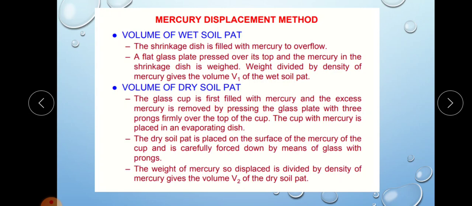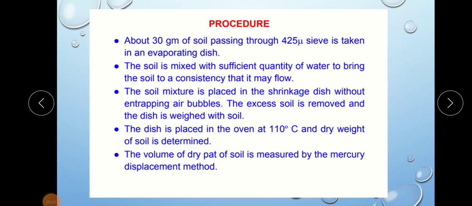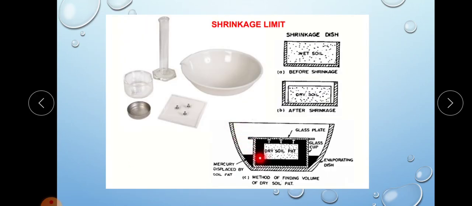So it is known as the dry soil pat, and for that a glass cup is first filled with mercury, and excess mercury is removed by pressing the glass plate with 3 prongs firmly over the top of the cup. Then the cup with mercury is placed in an evaporating dish. So this is the arrangement. This is the evaporating dish, and this glass cup is filled completely with mercury, and it is leveled by using the glass plate.